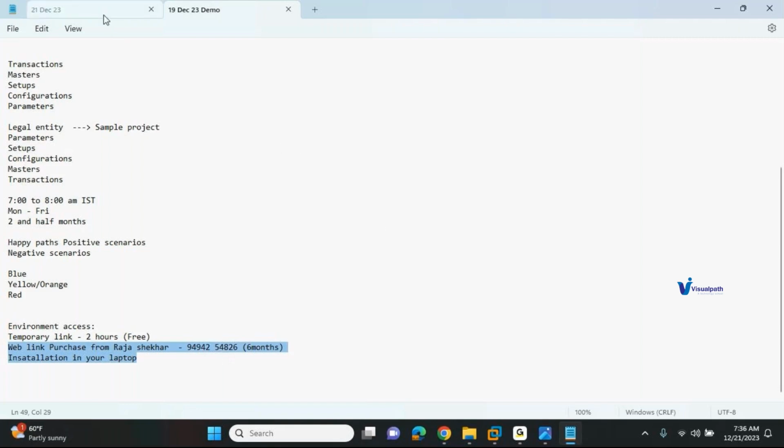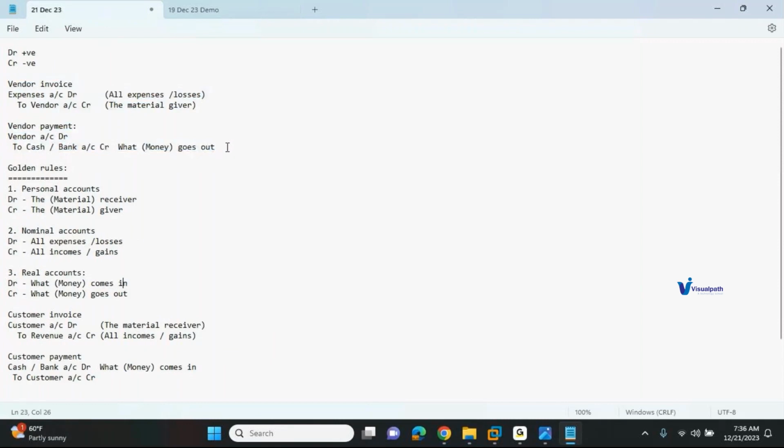So you need to practice this vendor invoice, vendor payment, customer invoice, customer payment.